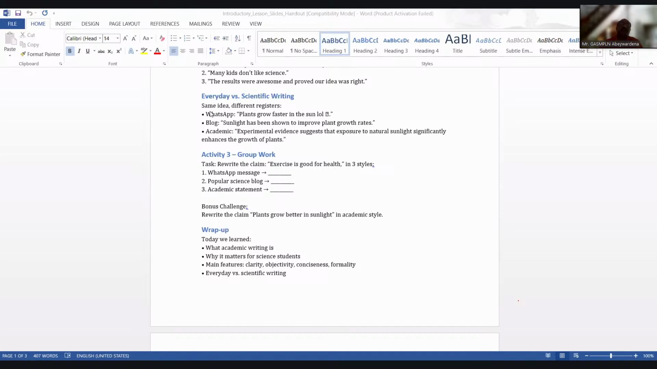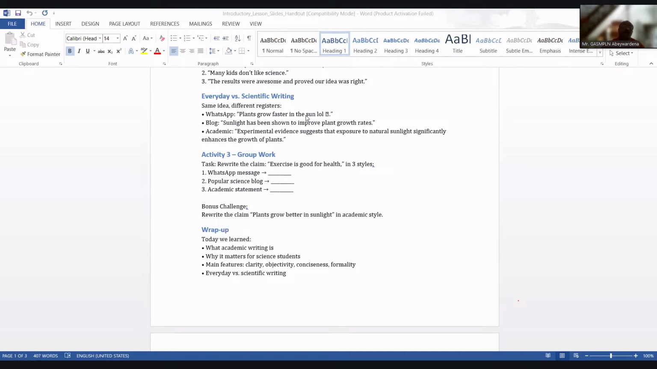Look at this. WhatsApp messages are informal. Plants grow faster in the sun. LOL. That's a symbol as well. That is a kind of interjection, to express happiness. That is mostly used in informal language. Plants grow faster in the sun. That is the WhatsApp message.